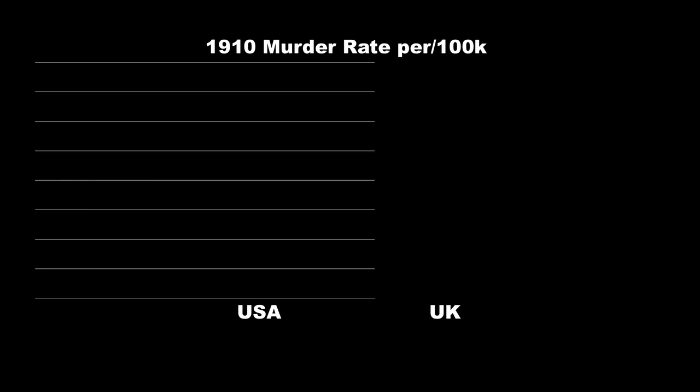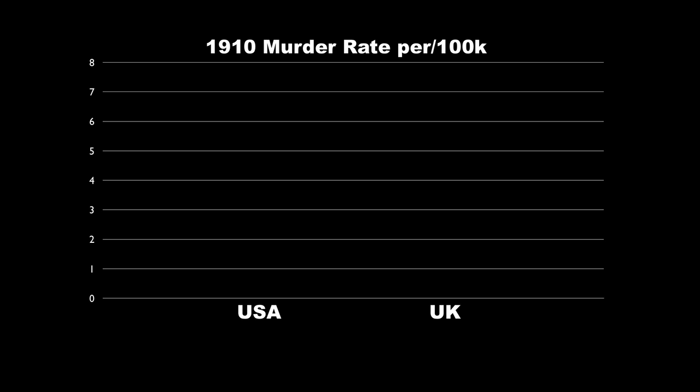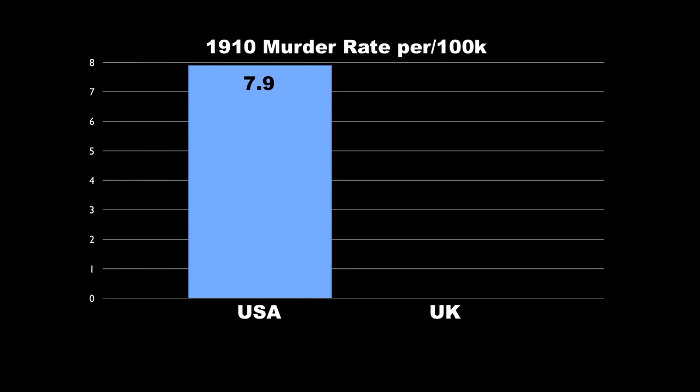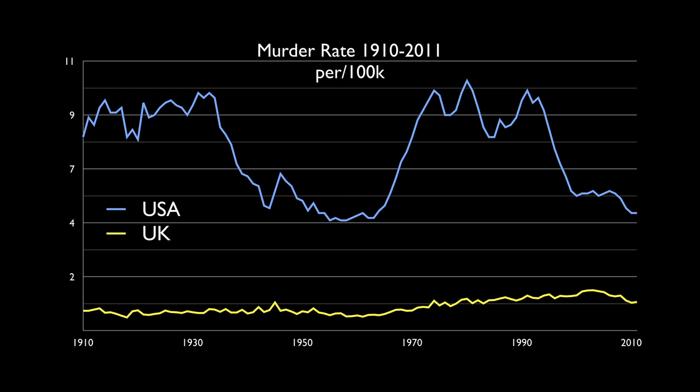So while the UK murder rate has been rising over the last 100 years, I'm just kind of curious, what has the US murder rate been doing? So let's first look back at 1910. You'll see the US had a murder rate of 7.9, while the UK murder rate was at 0.81. So before any major gun legislation was put in place, you'll notice the UK still had a lower murder rate than the US. So when you look at both countries' murder rates historically over the last 100 years, you'll realize that the US murder rate has not been following the same trajectory as the UK.